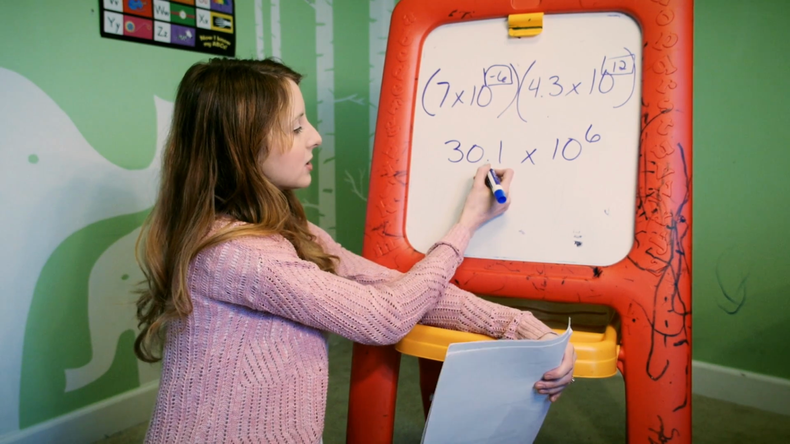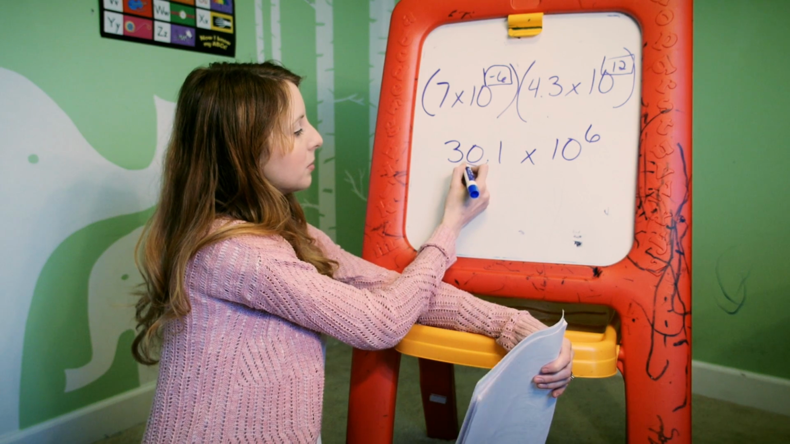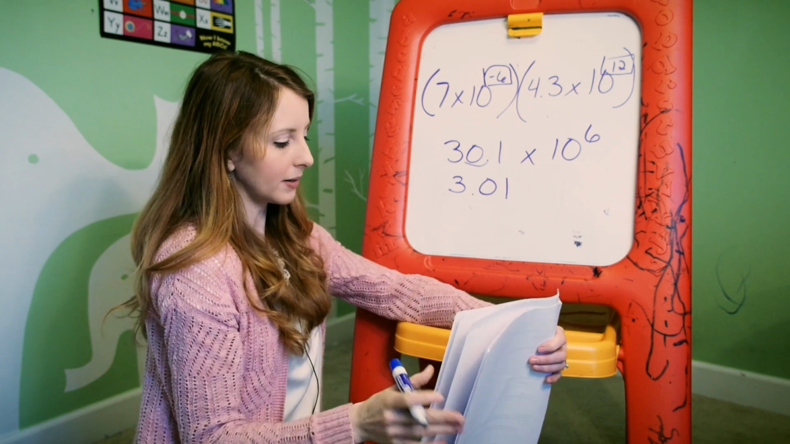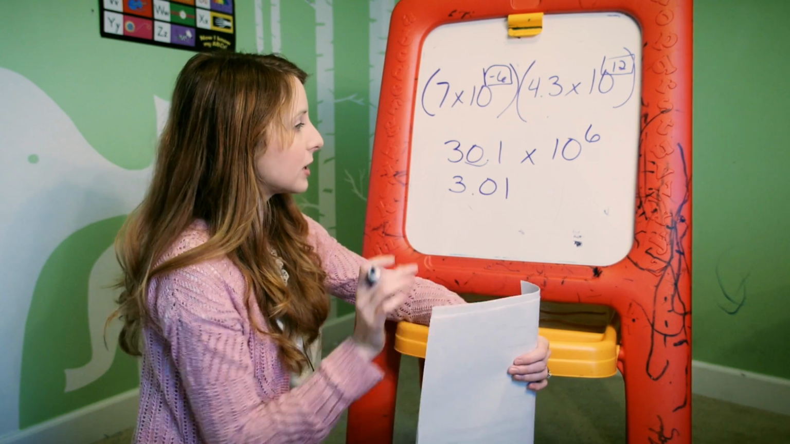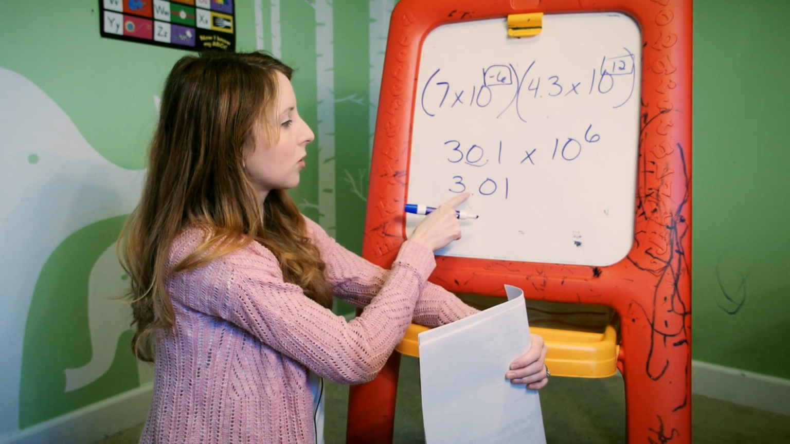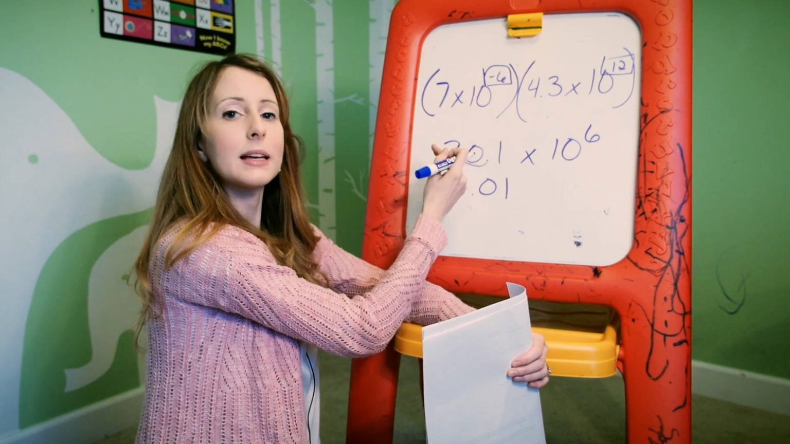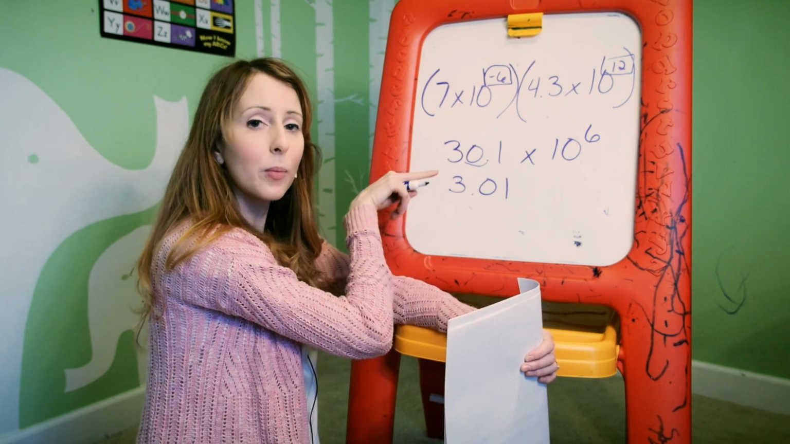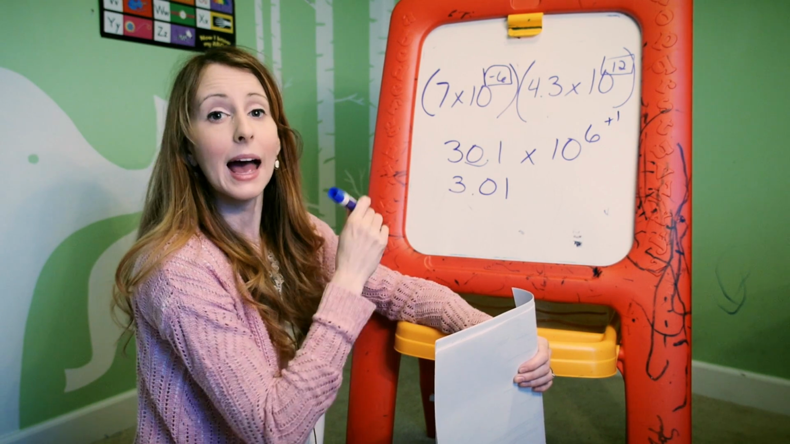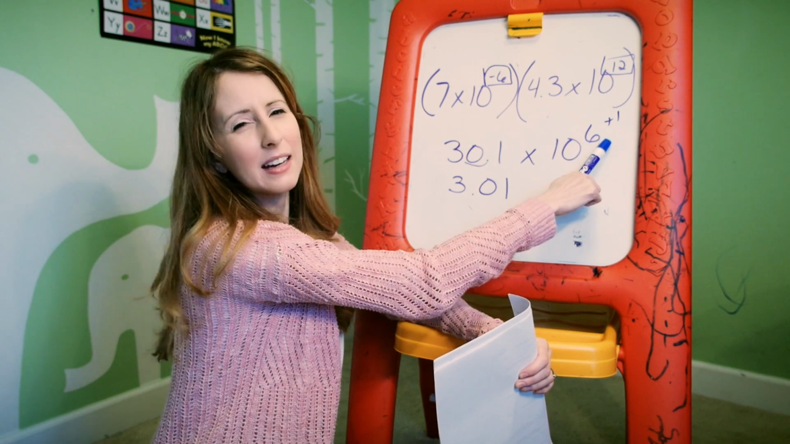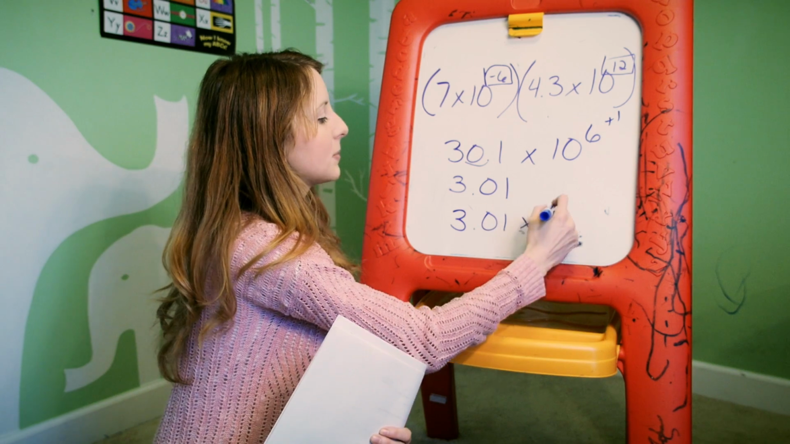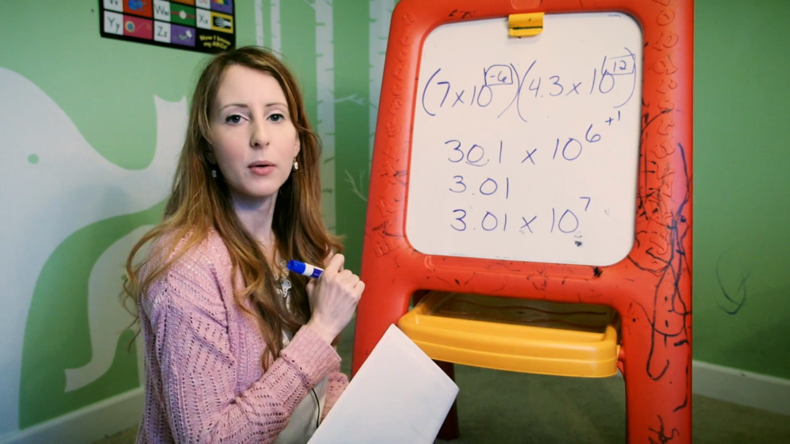If we want to, we can take that decimal point and move it over so that now it's at 3.01. But what we need to do is represent that change over here. We need to show that we already moved it one place to the left, and so to go back to the right, we need to represent that change by adding another 1 to the exponent here. So this would come to 3.01 times 10 to the 7th power.